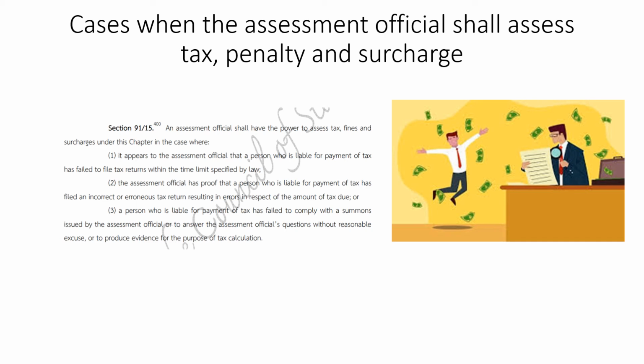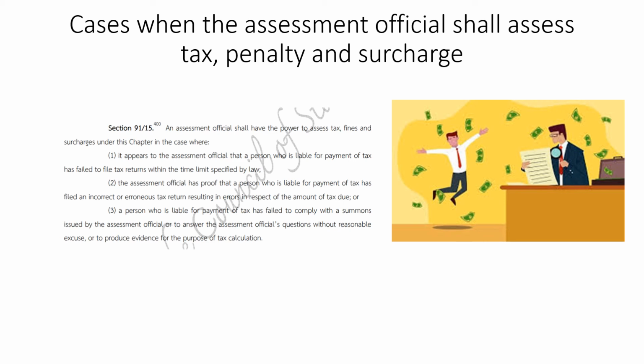Or in the second case, the officer has proof that you have filed, actually you submitted the tax filing within the time, but they found that you have submitted an incorrect or erroneous amount of tax payable to the tax authority. They have a right to assess your SBT.